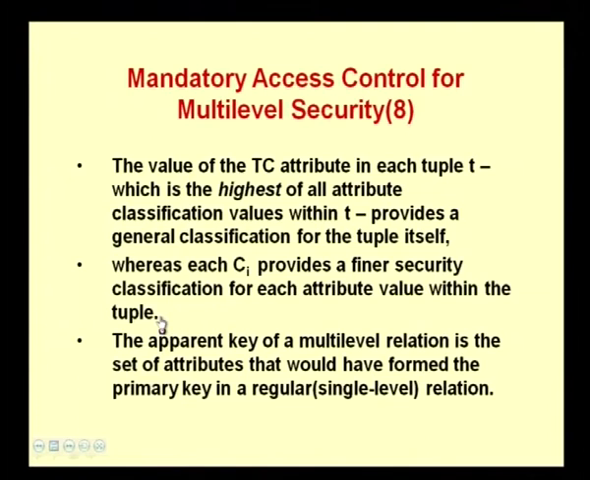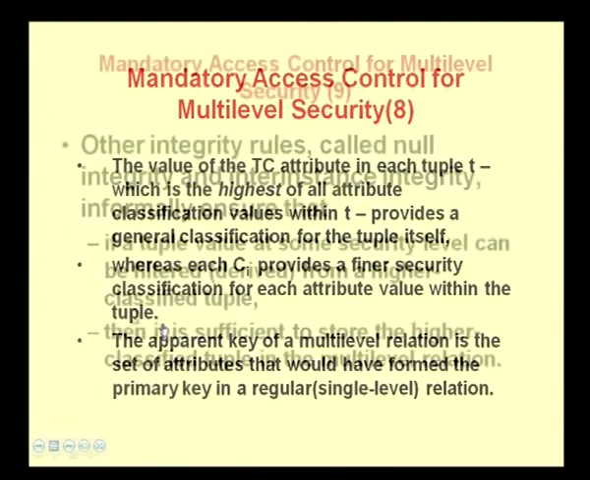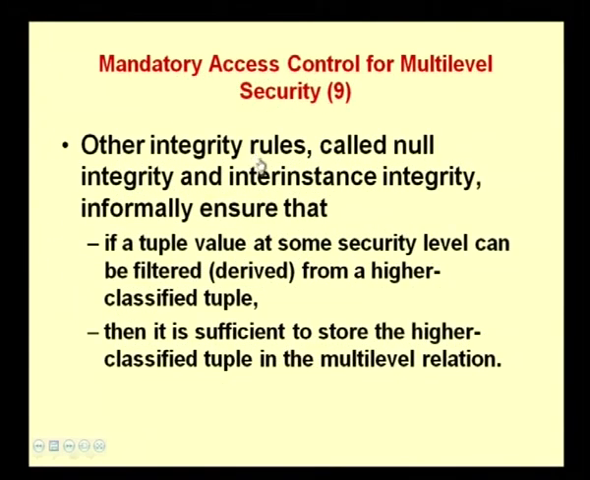The apparent key of a multi-level relation is a set of attributes that would have formed the primary key in a regular relation. Other integrity rules also exist, called null integrity and inter-instance integrity. Informally, they ensure that if a tuple at some security level can be filtered from a higher classified level tuple, then it is sufficient to store the higher classified tuple instead of the multi-level relation.